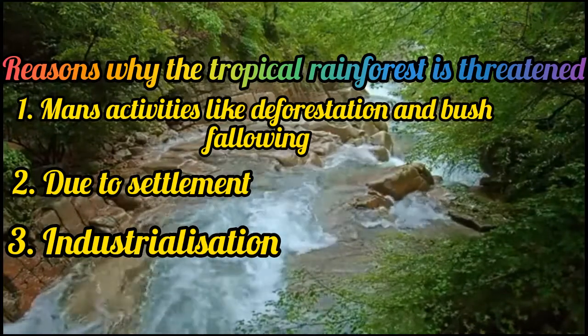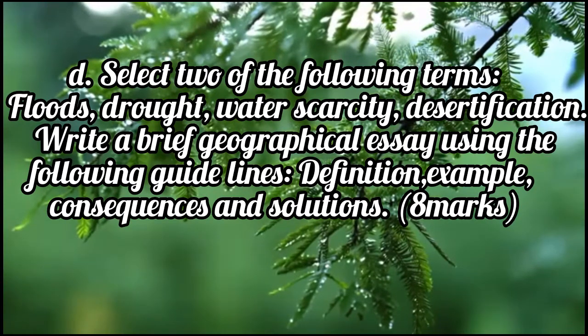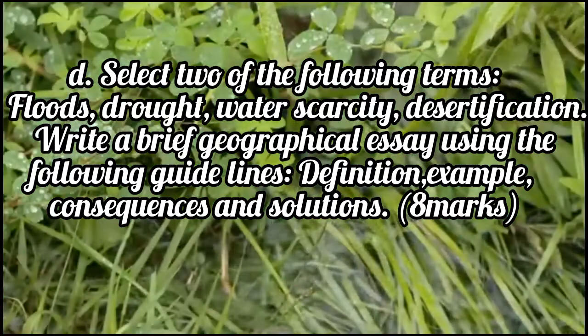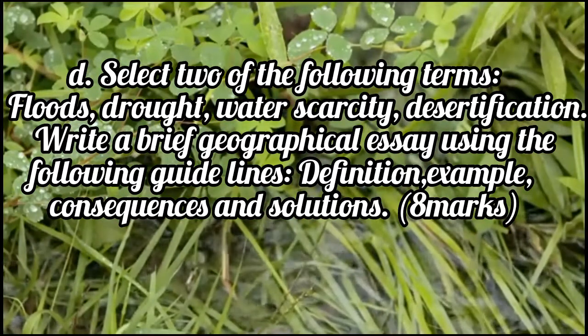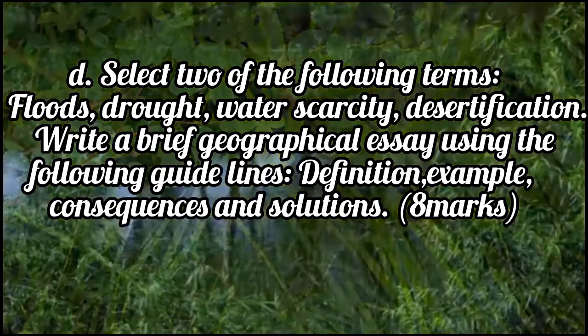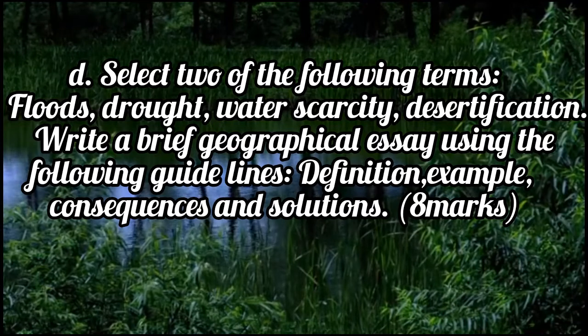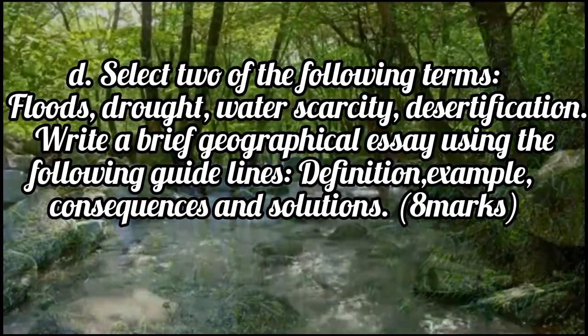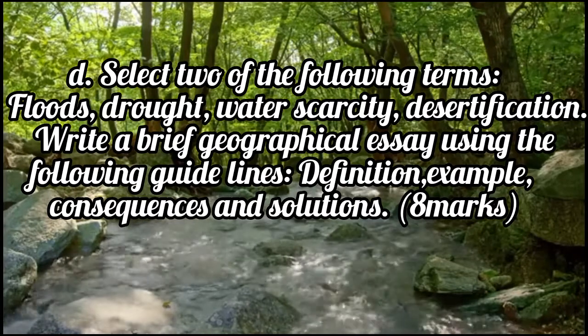Then the D part: select 2 of the following terms: flood, drought, water scarcity, desertification. Write a brief geographical essay using the following guidelines: definition, example, consequence, and solution. 8 marks. Now, with this question, you have to choose 2 of these terms and you bring out their definition, example, consequences, and solution. Now, we'll go with flood.